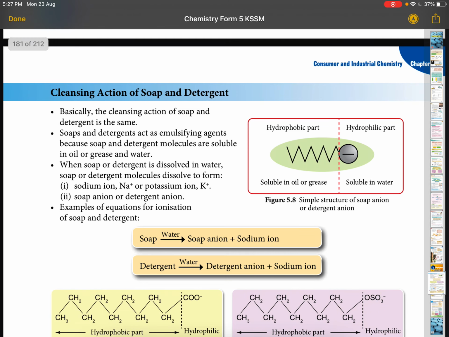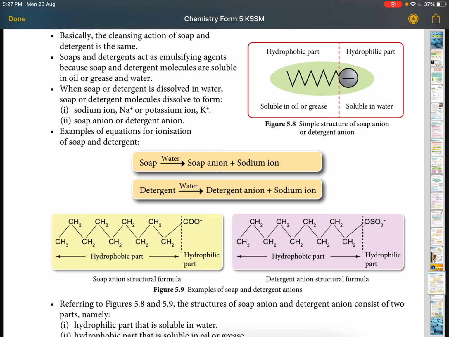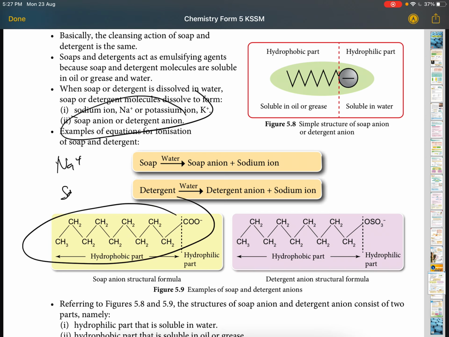Okay, this is my favorite part. How do these things actually work? How do they clean? I'll just explain it with my own words. Since these two are salts, you can ionize them. When you ionize them, you get the ions, the cations and also the anion. We call them soap anion or detergent anion. Remember how the anions come from the fatty acid. Remember that there's a huge carbon chain here.